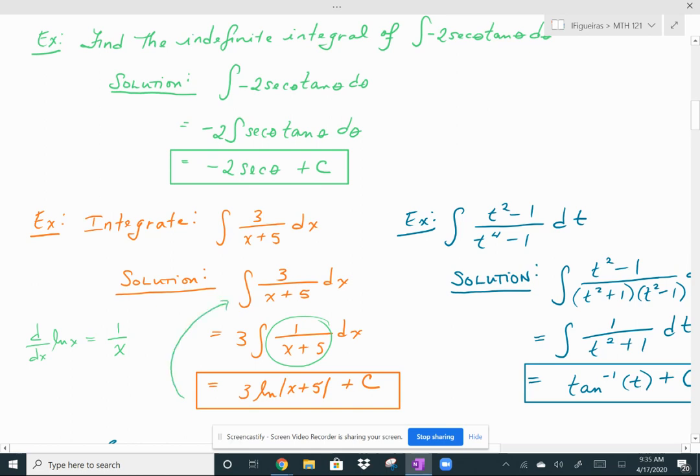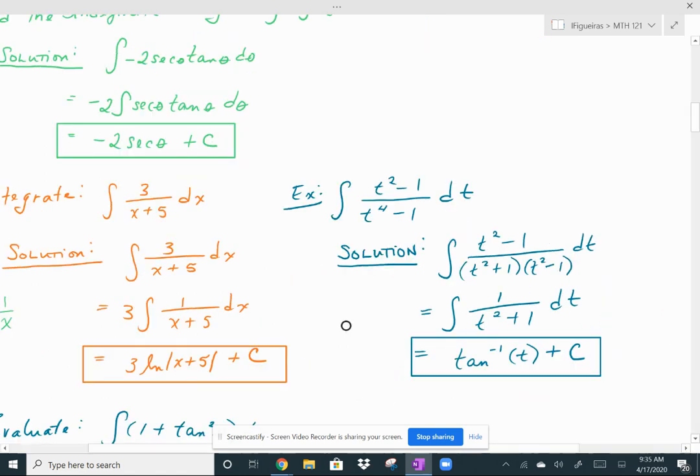Now, why is it in absolute value? Why do we have x plus 5 in the absolute value? And that's because of the domain of natural log. The domain of actually any log function is all positive real numbers. And since we don't know what our limits are, we want to make sure that this would only get evaluated for positive values. Otherwise, it wouldn't make sense.